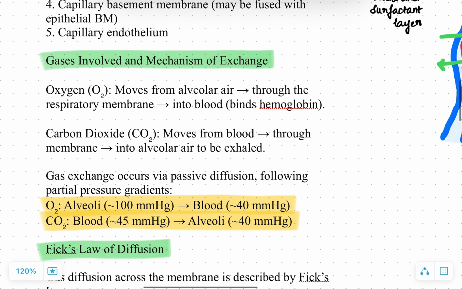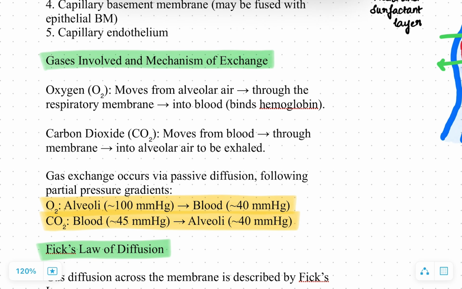So what are the gases involved in this mechanism of exchange? The two gases are oxygen and carbon dioxide. Oxygen moves from the alveolar air through the respiratory membrane into the blood, where it binds to hemoglobin and is carried to the tissues. Carbon dioxide moves from the blood through this membrane into the alveolar air to be exhaled.